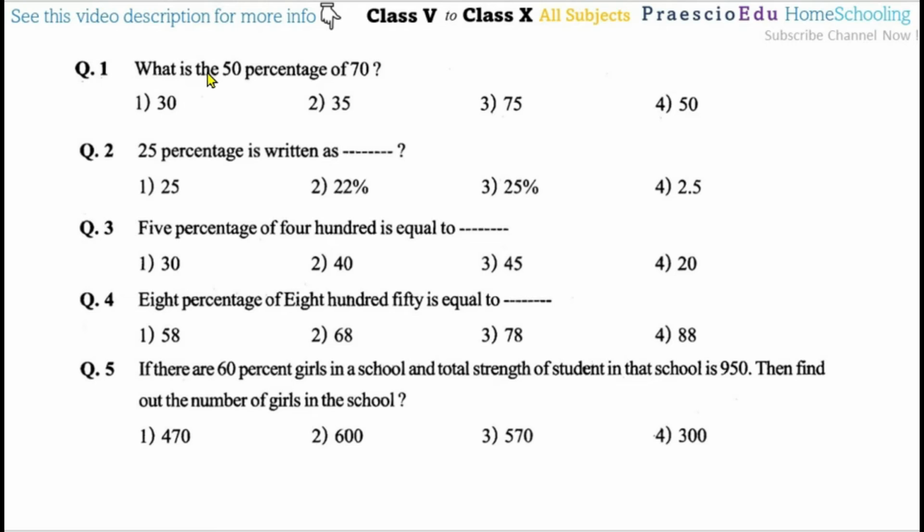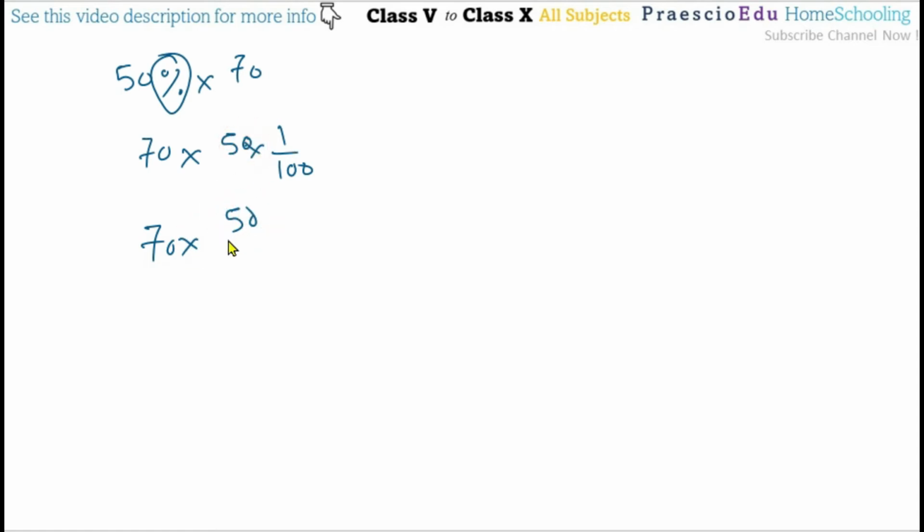Now we are going to see some examples for understanding. Question number 1: what is the 50 percentage of 70? So 50 percentage of 70 means multiply by 70. So I will write 50 percentage of 70. Now this percentage symbol we will replace with 1 by 100. So 70 I will keep here, multiplied by 50 multiplied by 1 by 100. Like this, or I can write 70 multiplied by 50 divided by 100.